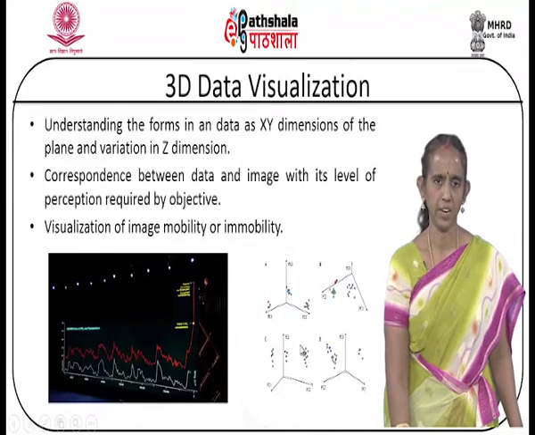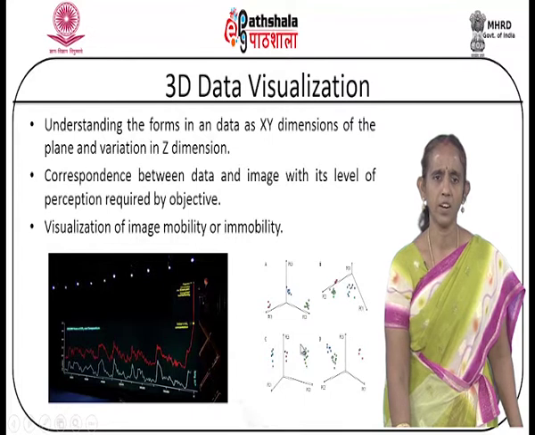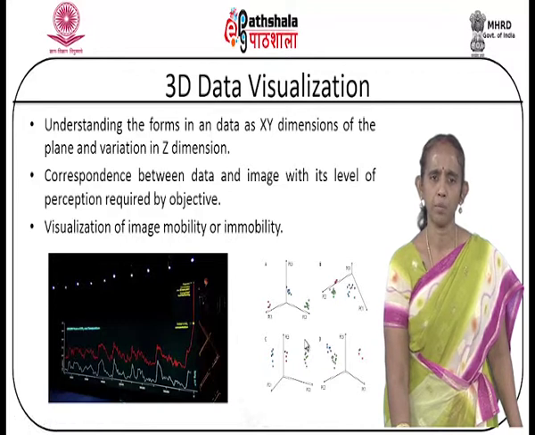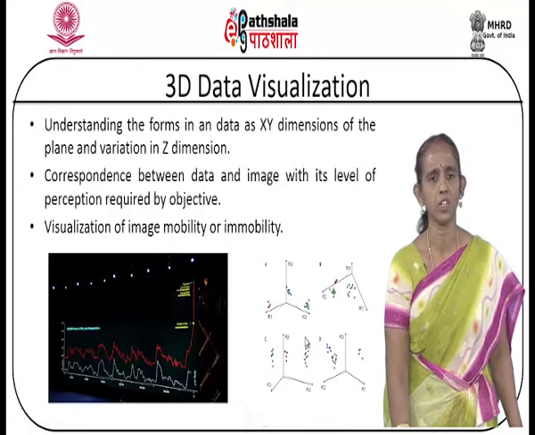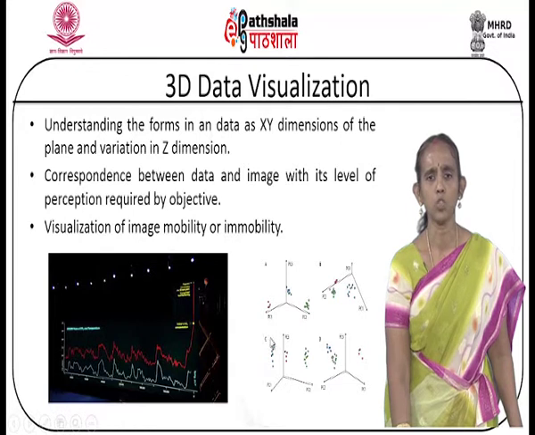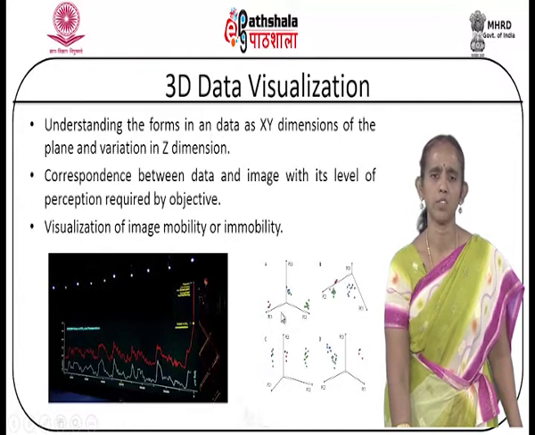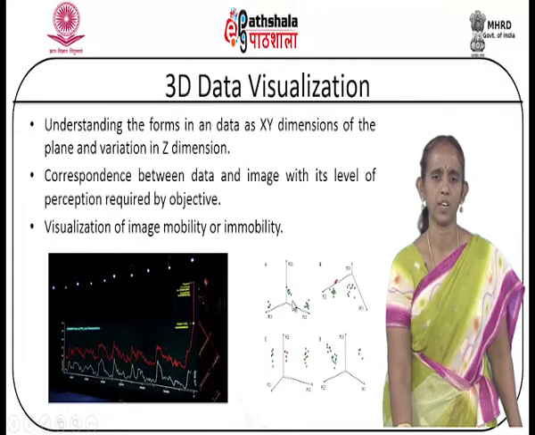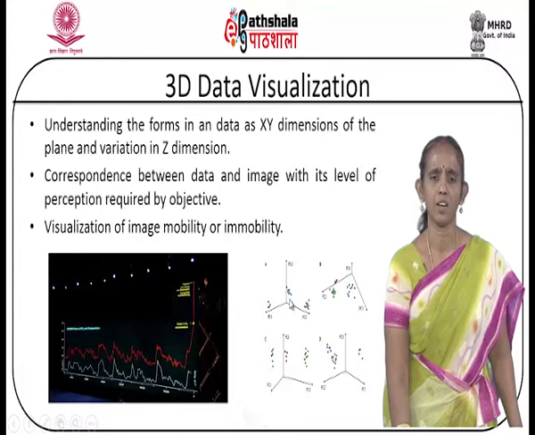Next one is a 3D data visualization. In 3D data visualization, we need to understand the forms in a data with respect to the x and y dimensions of the plane, and there is a variation in the z dimension. Usually this z dimension is represented as depth information associated with the objects. So in this case we need to represent the entire data with respect to three different axes, that is the x, y as well as the z axis.